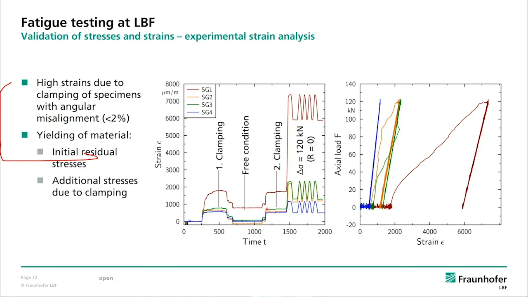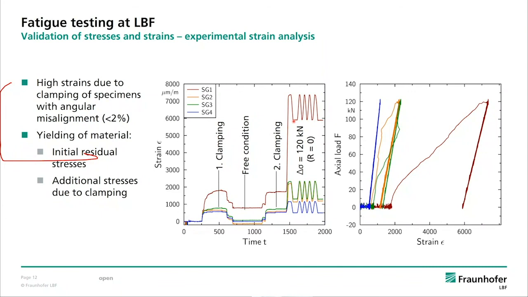I stick to this middle picture here. What happens is that due to the clamping stresses and due to the residual stresses, the yield limit is exceeded, and the material yields. So we have some plastic deformations for this. Then if we clamp it again, we have the same stress strains as we had during the first clamping, and then we apply the load.